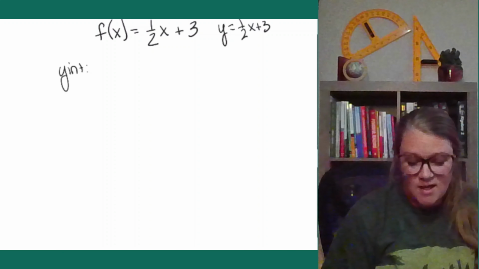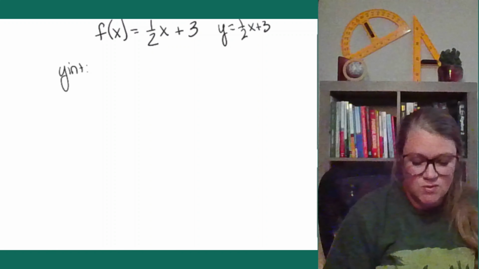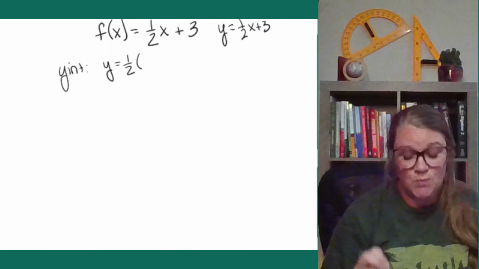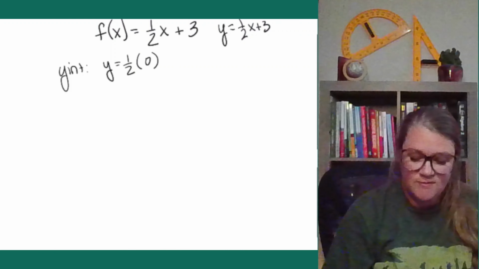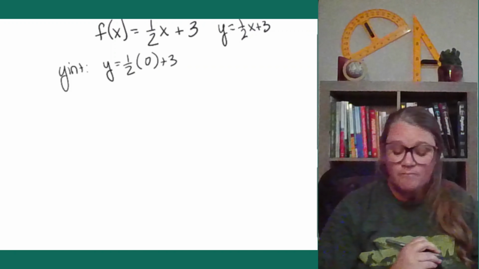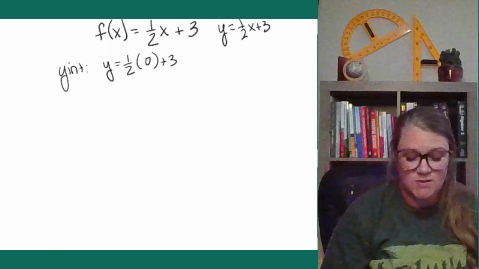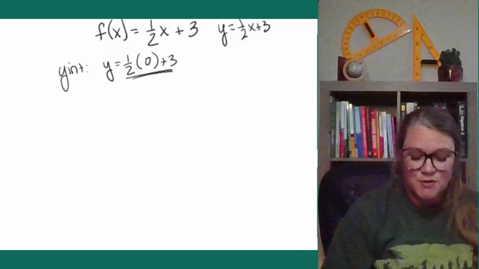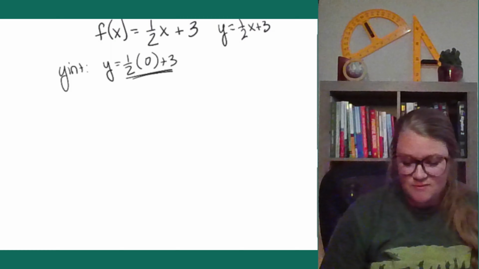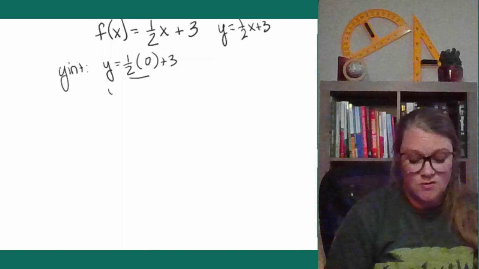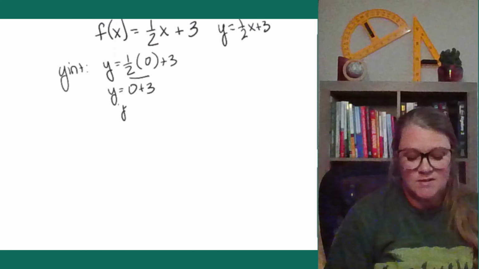So we want to say, what is y when x is 0? I'm going to use that equation, y equals 1/2, but instead of x, I'm going to plug in a 0. 1/2 times 0 plus 3. Now I just need to simplify. I need to get y by itself, which it is. The first thing I have to do is that multiplication in front. 1/2 times 0. Anything times 0 is 0. So we just get y equals 0 plus 3. 0 plus 3 is just a 3.